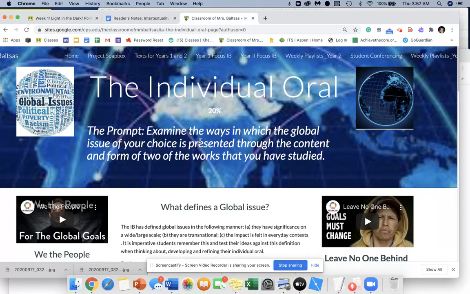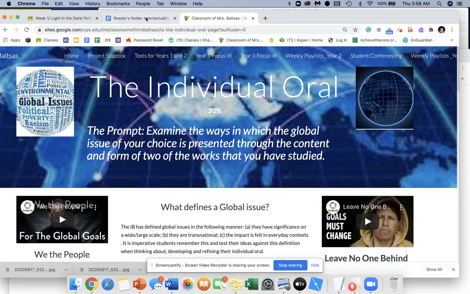So to bring it into the context of your individual oral, which is one of your main IAs, the prompt asks you to examine the ways in which the global issue of your choice is presented through the content and form of two of the works that you have studied. So the content and form part, that's a loaded phrase there, and you don't have to worry about it at this point, but I'm trying to get you into the mindset that this is why we are looking at two texts for this purpose, because at the end you have to produce this oral commentary that's a 10-minute conversation with me, your teacher.